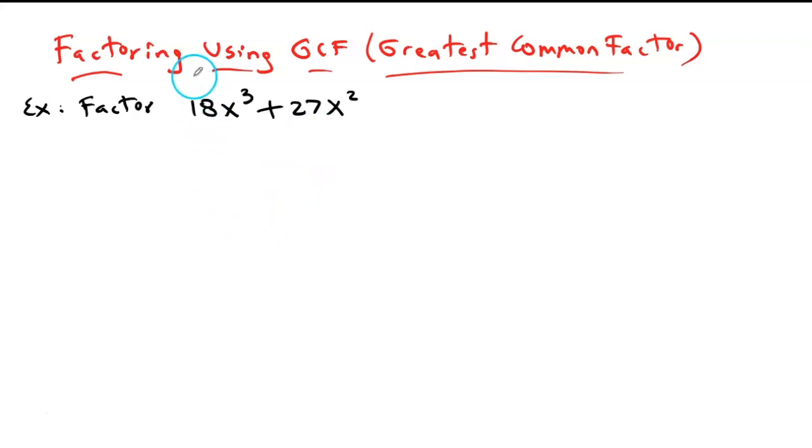The question is going to be factor. They're not going to tell you, oh, factor using GCF, greatest common factor. They won't. They will say factor or factor completely. How do we do this thing? We have 18x cubed plus 27x squared. I said we always try first my greatest common factor. What is the process? I want to find the greatest common factor between my terms, my coefficients.